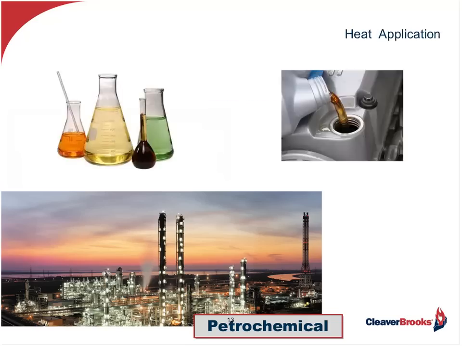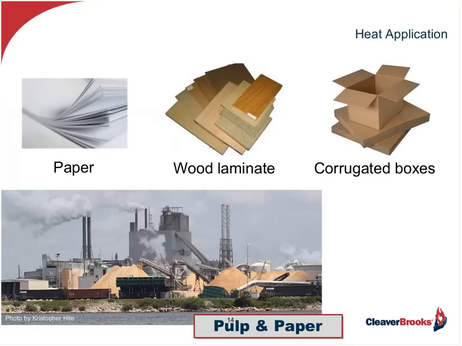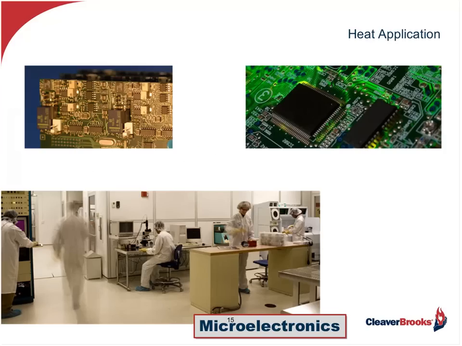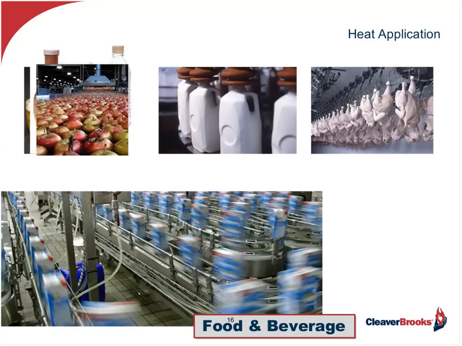Another use for steam. And as far as industries are concerned, we are all over the place. Petrochemical would be a good example of where steam is used, either fire tube or water tube boilers. We're also, as I mentioned, in the pulp and paper industry. For fine paper, as you can see here, we could be in wood laminates, corrugated boxes, pulp and paper, a huge user of steam. We also are in microelectronics. You wouldn't think about it, right? But steam, of course, touches these circuit boards. It's what makes it happen. And then, of course, a big presence in the food processing industry.